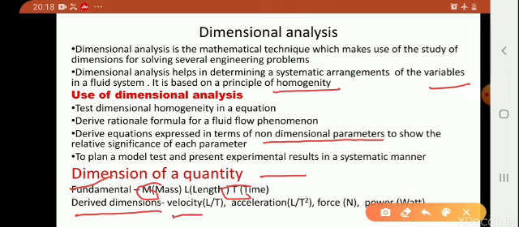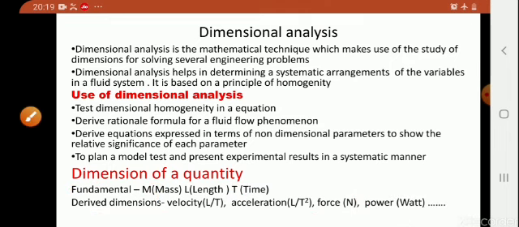For example, velocity is meter per second. Meter means length, second means time, so it is L by T. Acceleration is L by T square, because it is meter per second square. Then force is in terms of Newton, and power is in terms of watt.